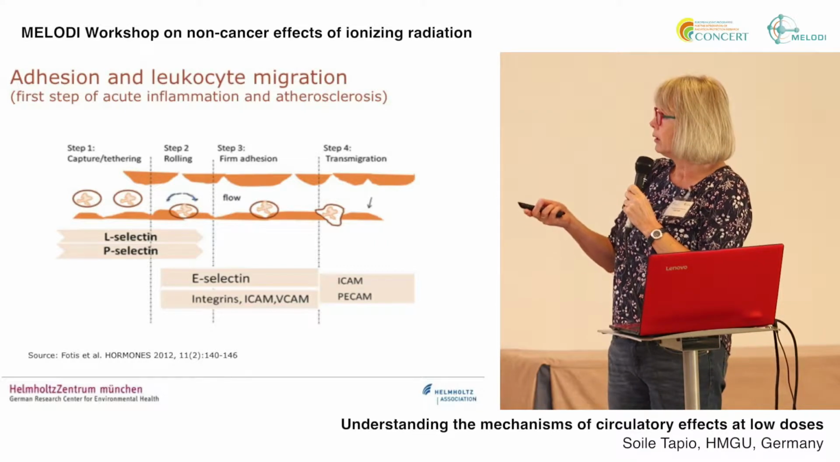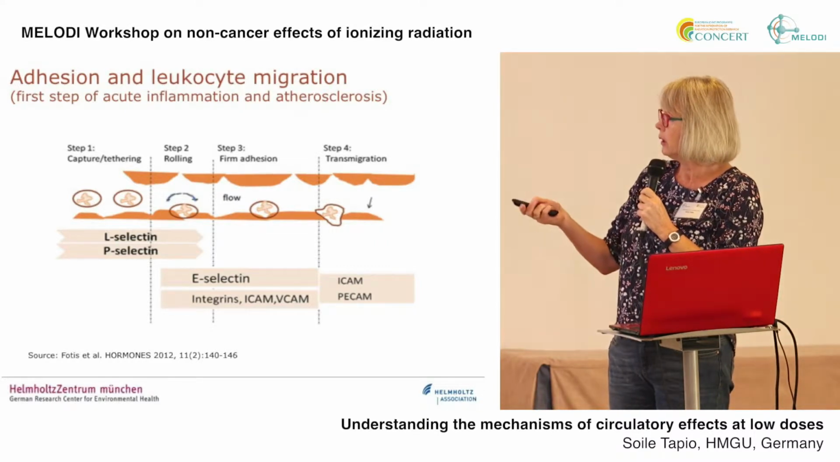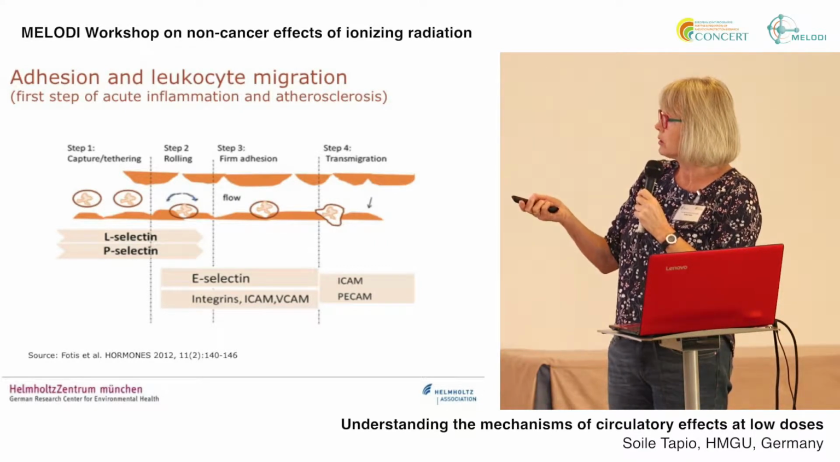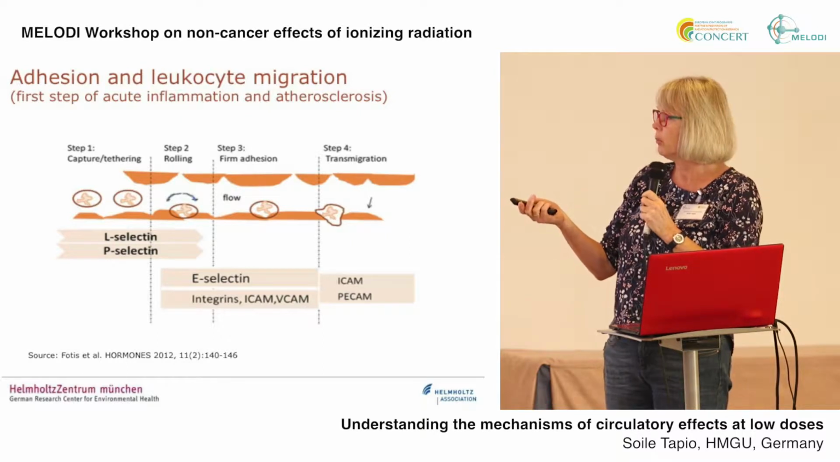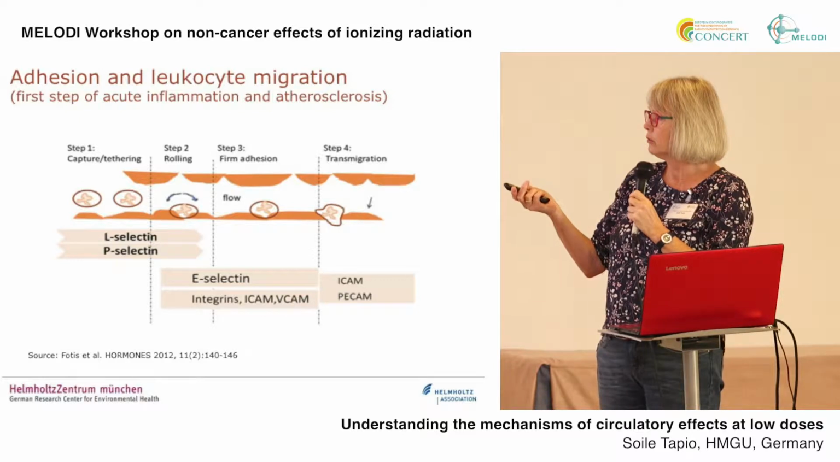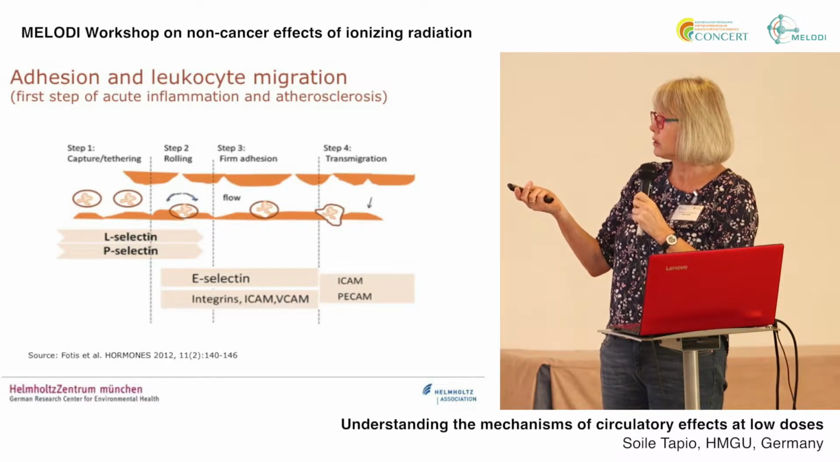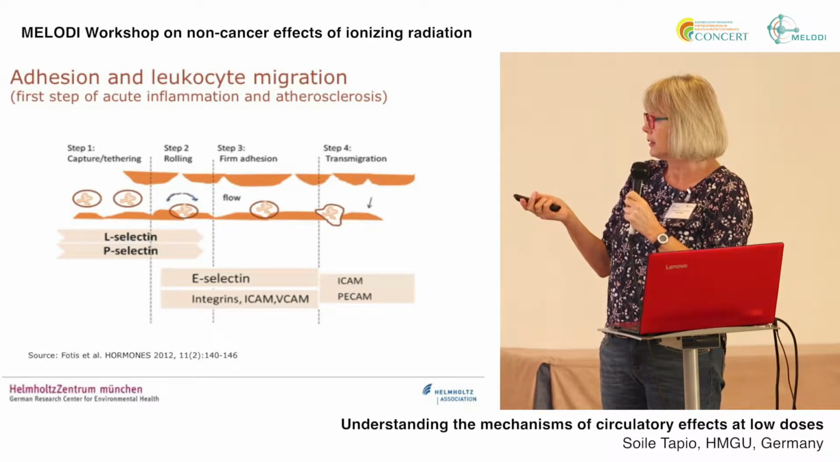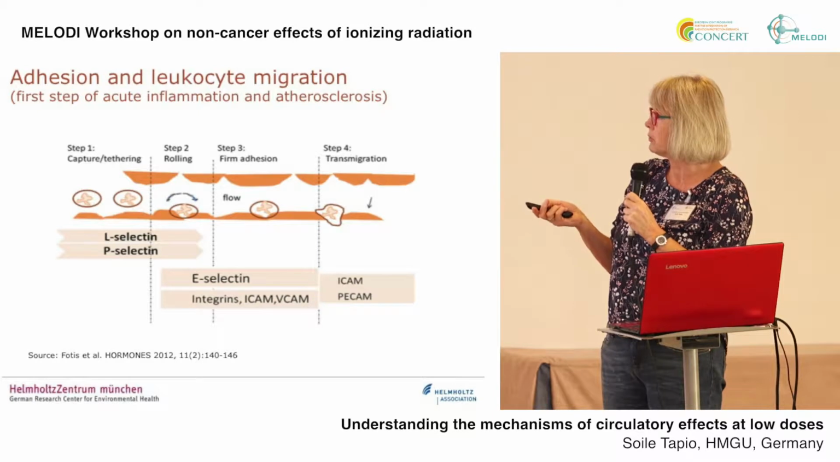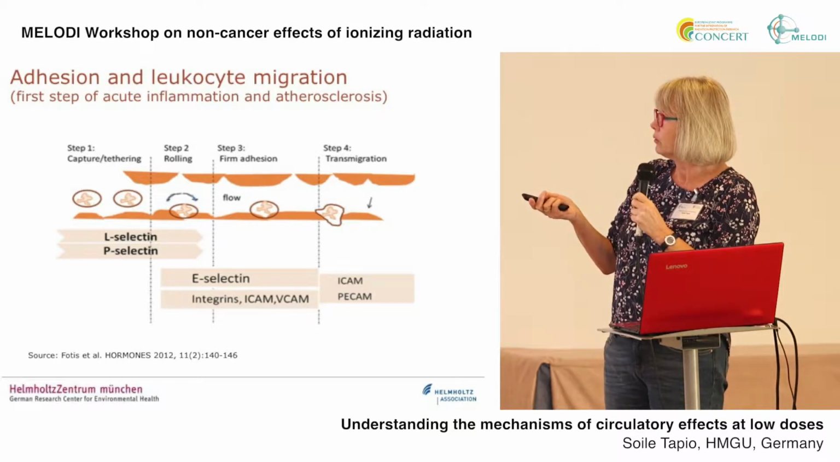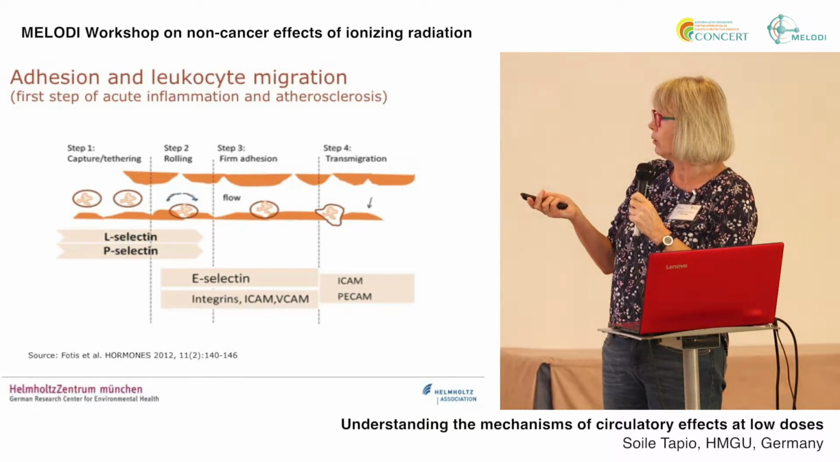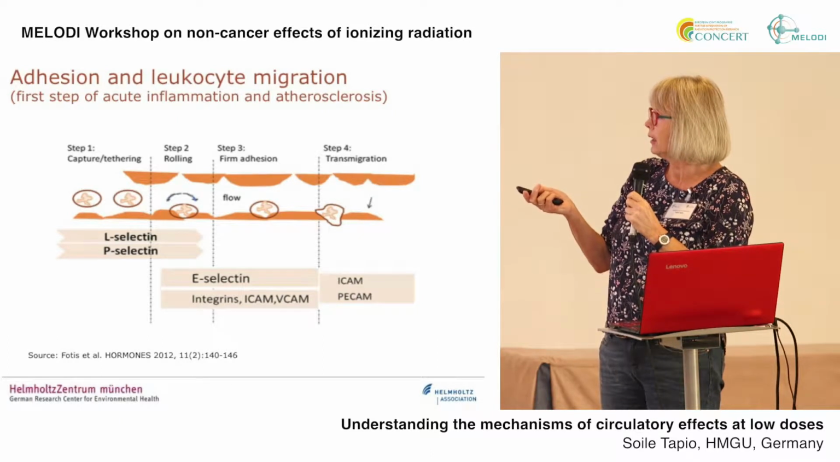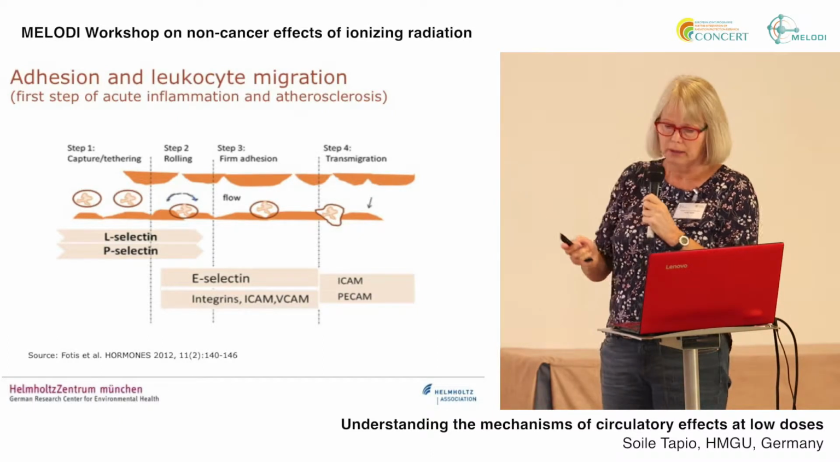So here you have leukocytes. If you have some inflammation in your body, they need to get to that place. So they need to transmigrate the endothelial cell layer. Endothelial cells start to express selectins and later adhesion molecules, ICAMs, VCAMs, PCAMs. And the leukocytes are rolling on the endothelial cell layer, they adhere, and then they transmigrate.